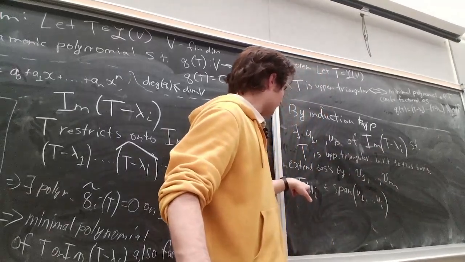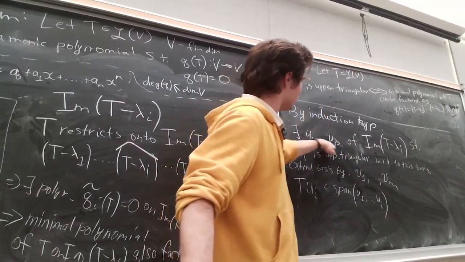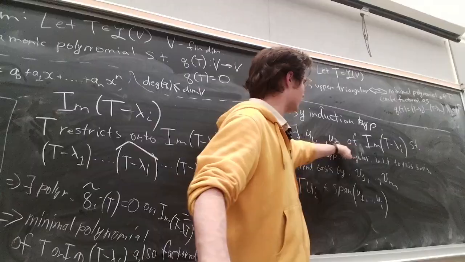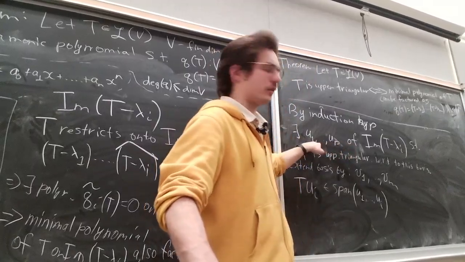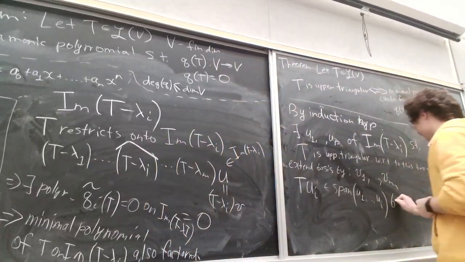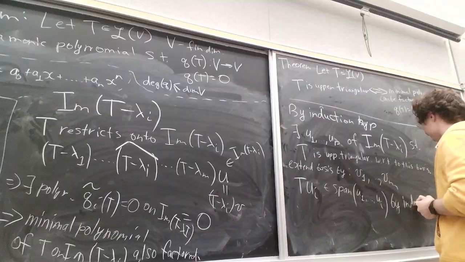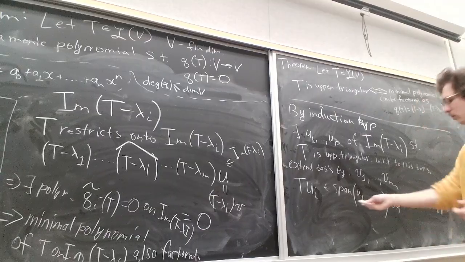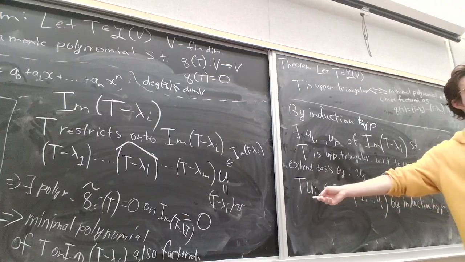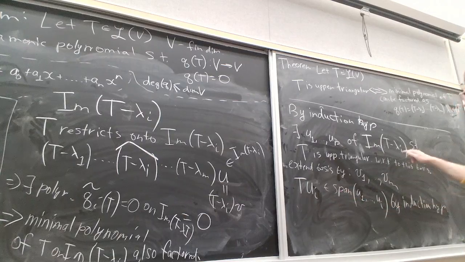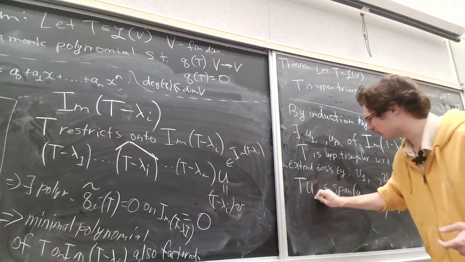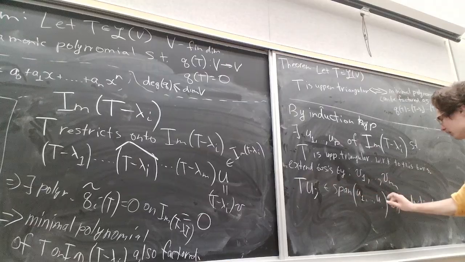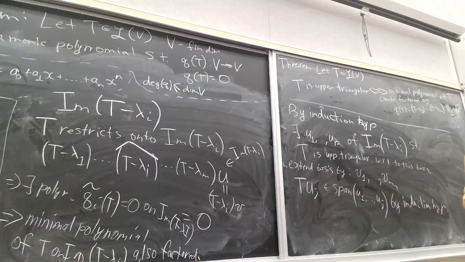So I know that, and in general, by induction hypothesis, this basis is upper triangular. So this is true by induction hypothesis. This is U1 up to UI. Sorry, this I is maybe different. I don't know, UJ, whatever. Okay, good.